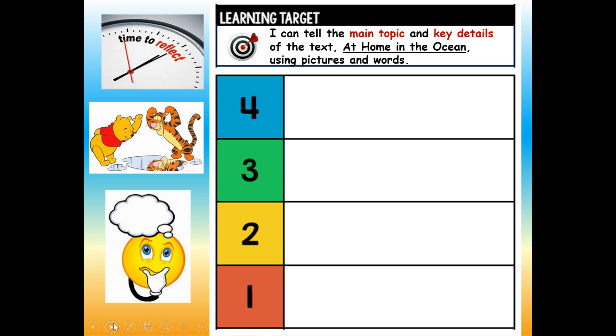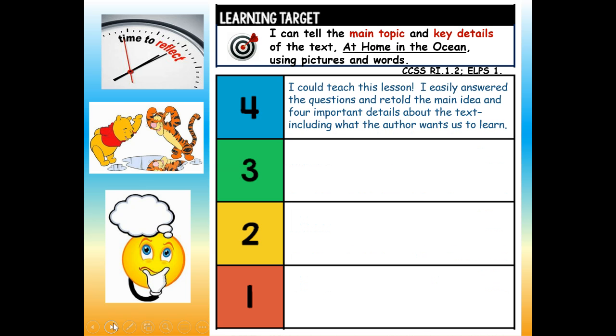So, let's reflect on our learning target. I can tell the main topic and key details of the text At Home in the Ocean using pictures and words. Would you give yourself a 4? I could teach this lesson. I easily answered the questions and retold the main idea and 4 important details about the text, including what the author wants us to learn.